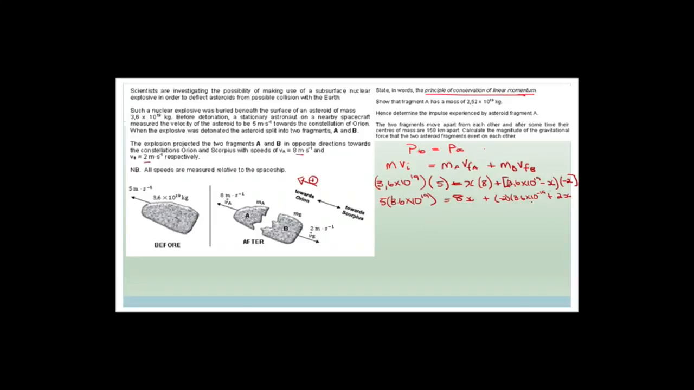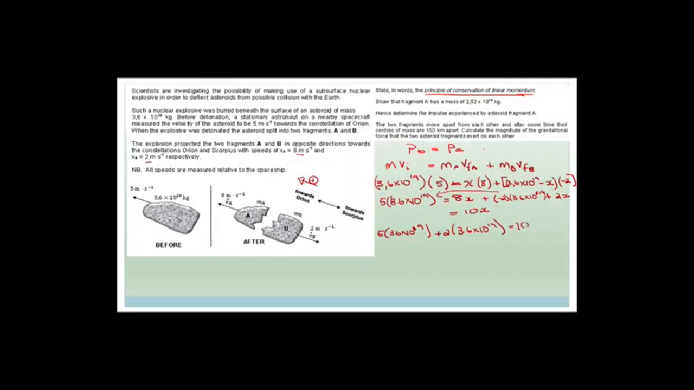Do you agree that 2x + 8x = 10x? And this will all go to the other side. So if I write it out, it's going to be 5 × 3.6 × 10⁻¹⁹. Why is that suddenly a negative? That's a positive. This is a minus, and when I take it across, it becomes a plus 2 × 3.6 × 10⁻¹⁹ is equal to 10x. So 5 + 2 = 7. I can actually just write this as 7 times that is equal to 10x.